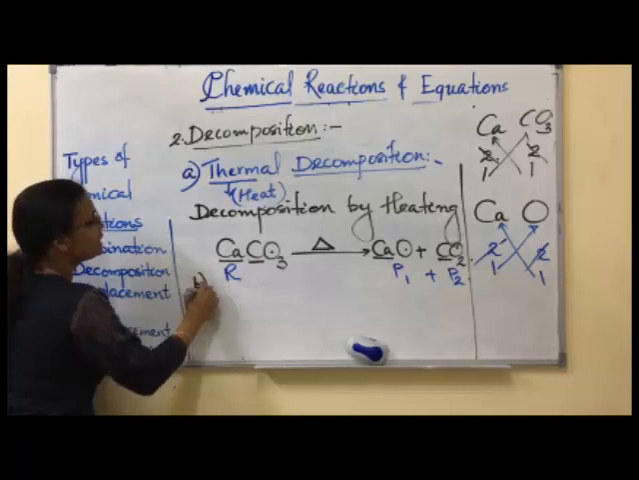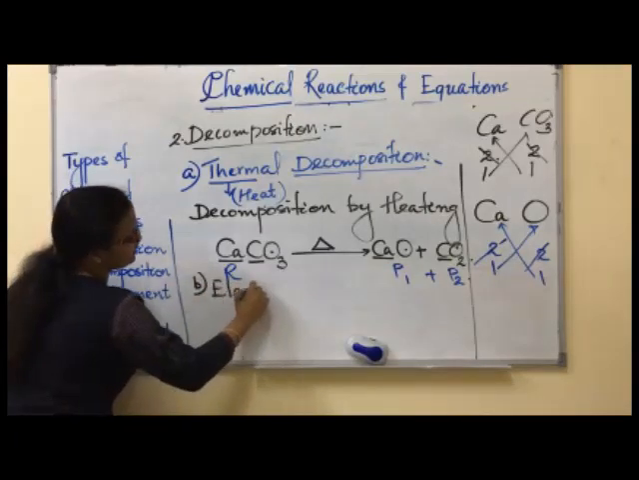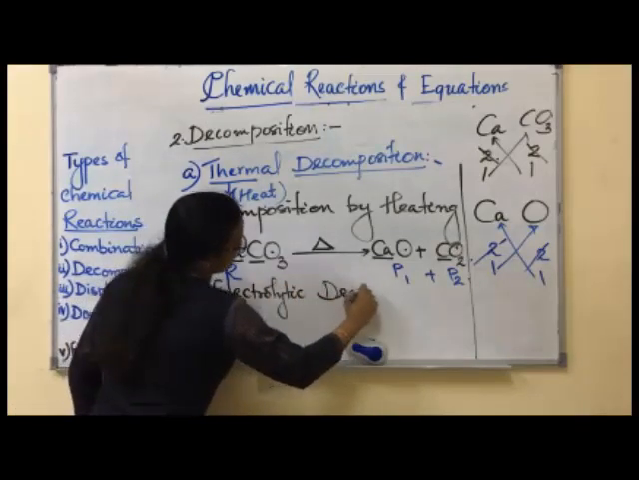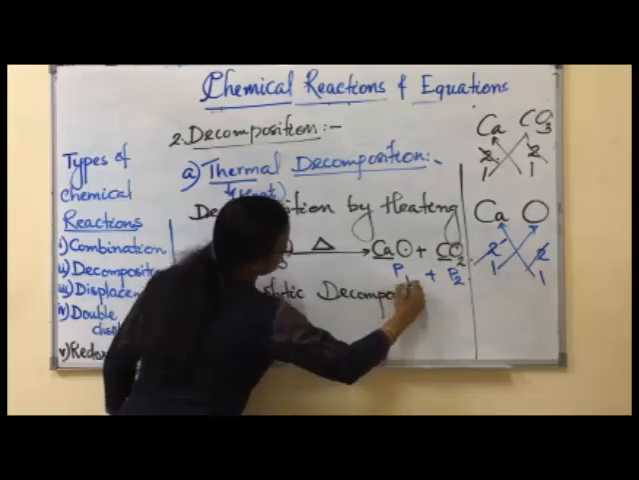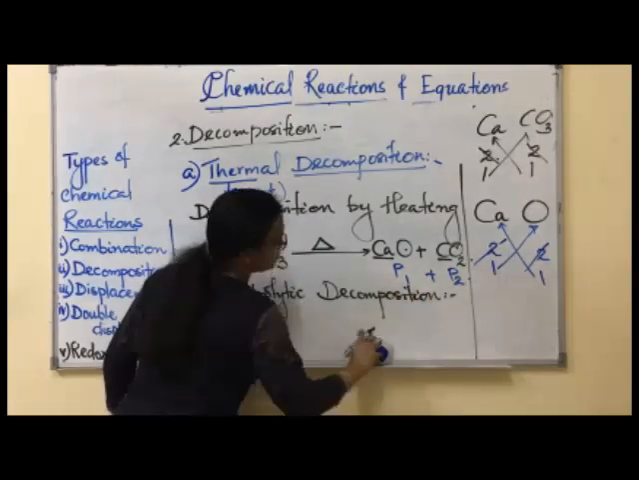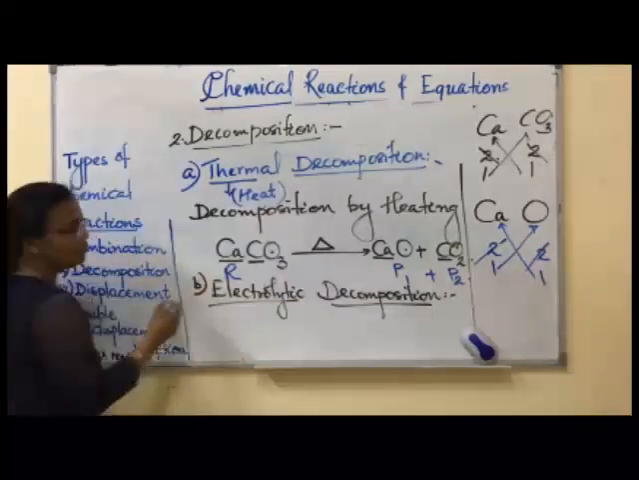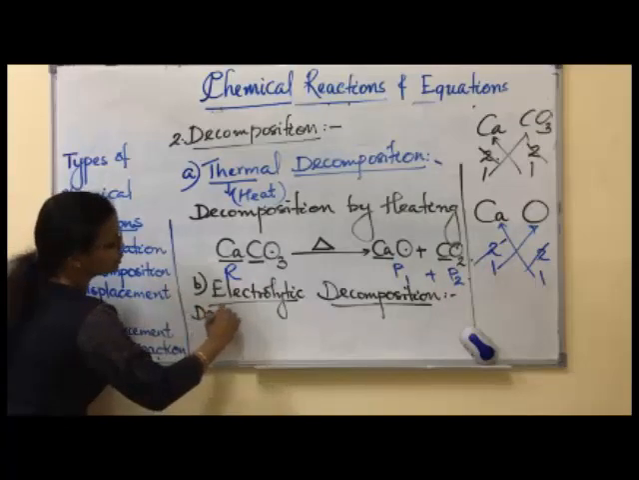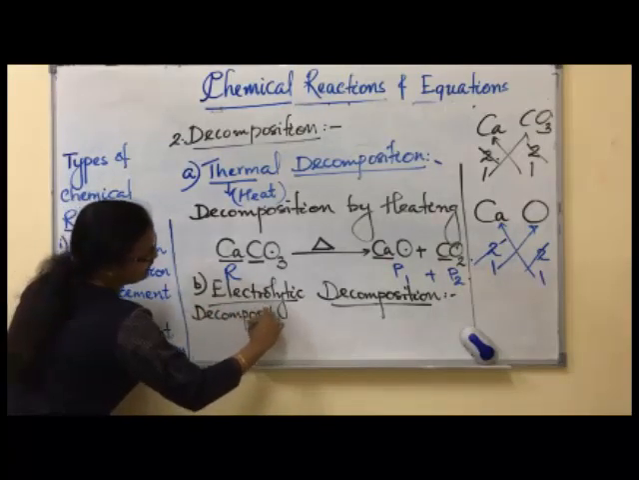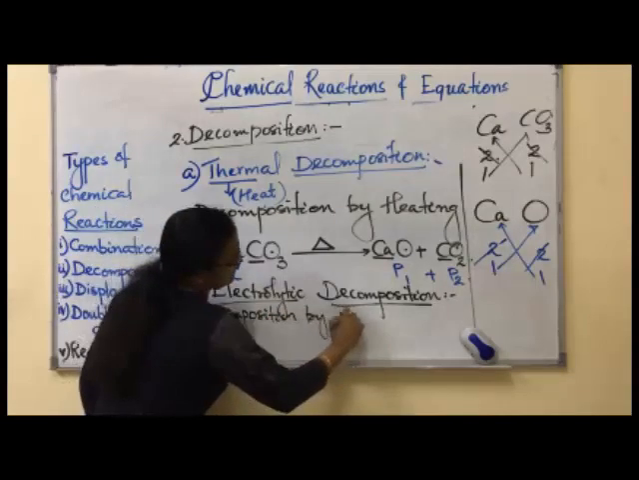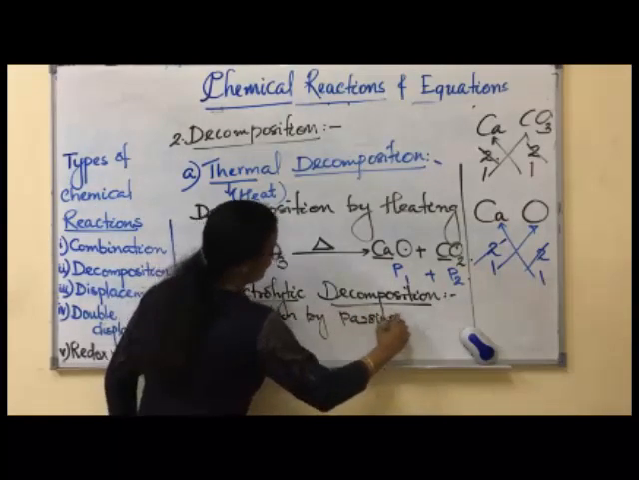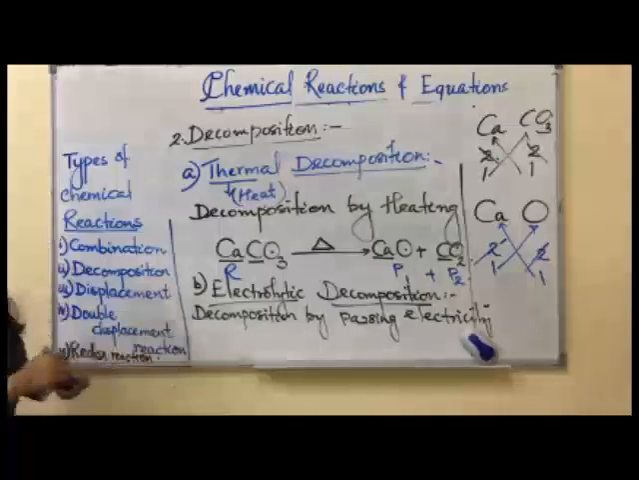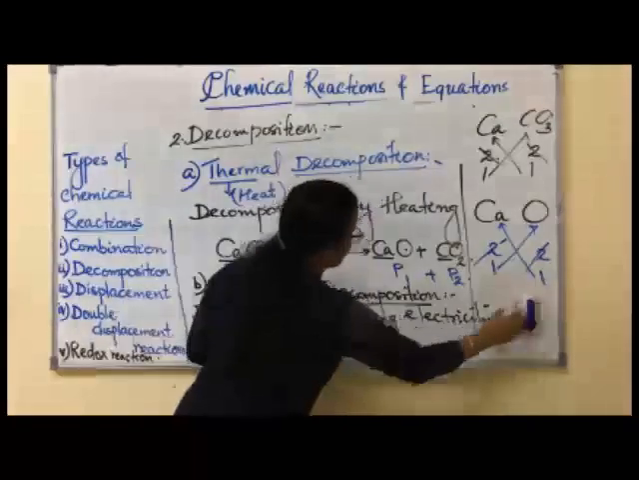Then the second one is electrolytic decomposition. From the word itself, it is very clear. What do you mean by electrolytic? Electrolytic means by passing electricity. So we can write decomposition by passing electricity. If decomposition takes place by passing electricity, we can term it electrolytic decomposition.